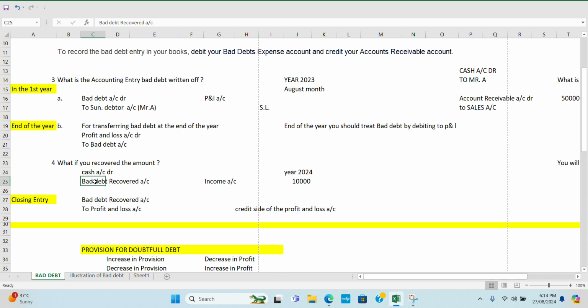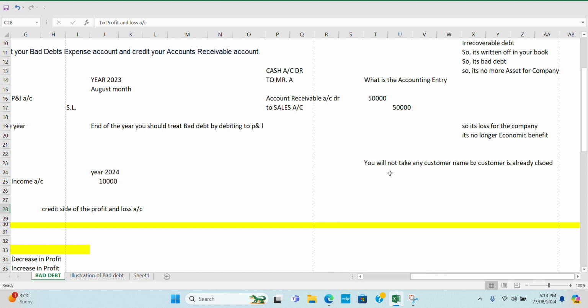Bad debt recovered comes under income. Don't put bad debt over here. Make a bad debt recovered entry, which is income, the credit side of the profit and loss account. This is debit, this is credit. So the closing entry will be bad debt recovered account debit to profit and loss account.